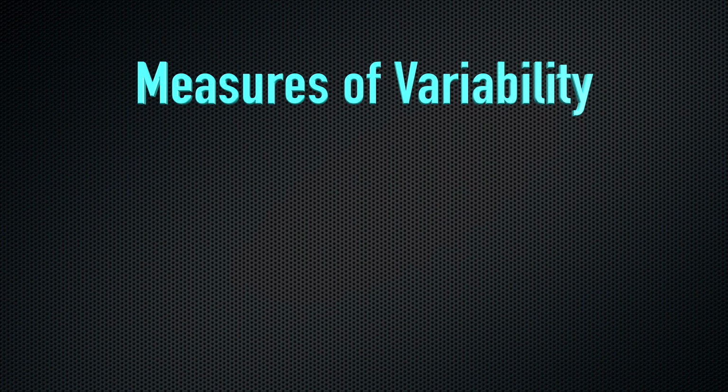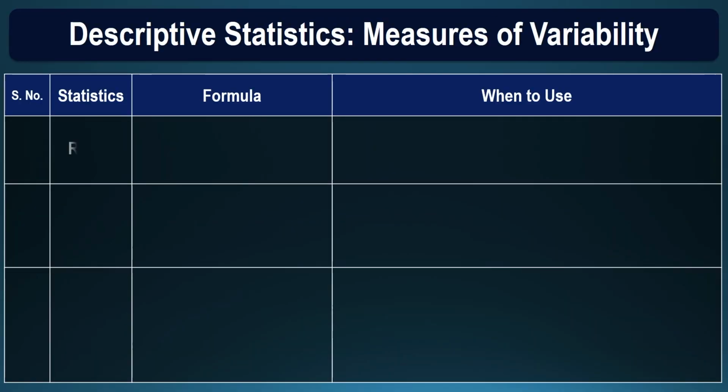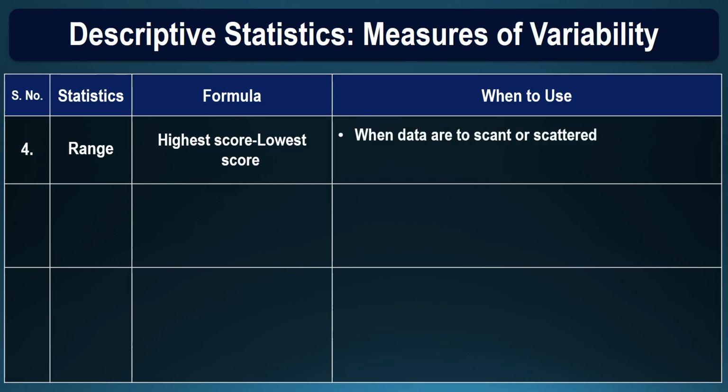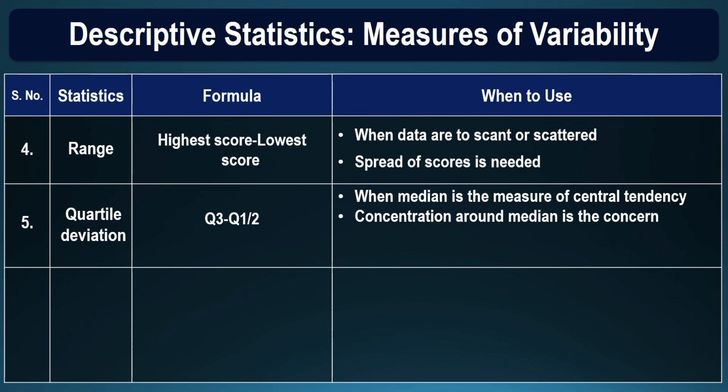Measures of variability include range, quartile deviation, and standard deviation. Range simply represents the difference between the highest and the lowest score. And when data are too scant or scattered, then range is the measure of variability. Quartile deviation is calculated when the measure of central tendency is the median and there is concentration around the median and there are extreme scores present in the score distribution.